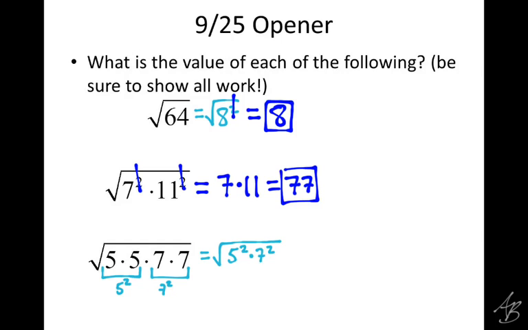You don't need to do this part down here, this part that I wrote in. I was just showing you where the 5 squared and the 7 squared come from. Now that we have those, what can we do? Cancel the square root with both of those squares. So the square root's gone, the squares are gone, and that leaves the 5 and the 7, and 5 times 7 is 35.